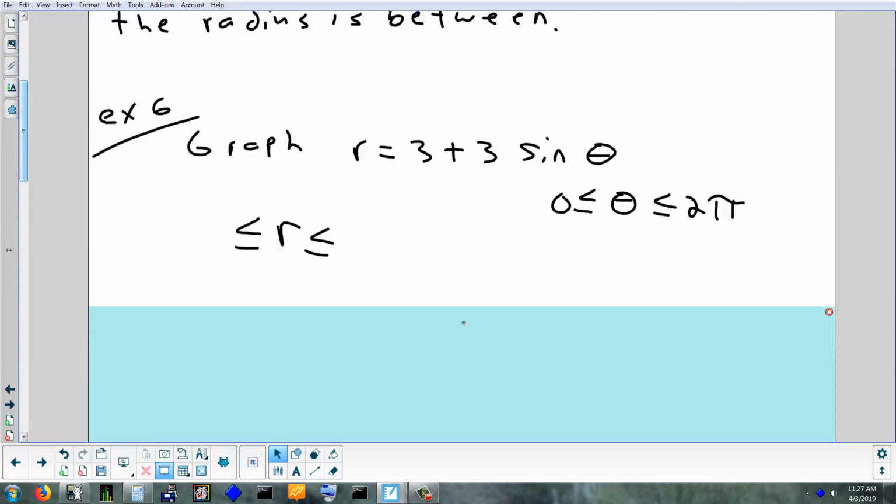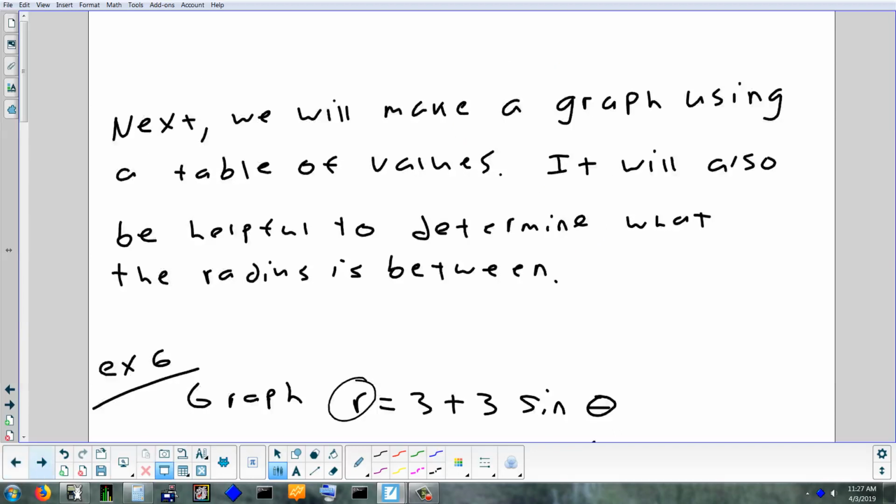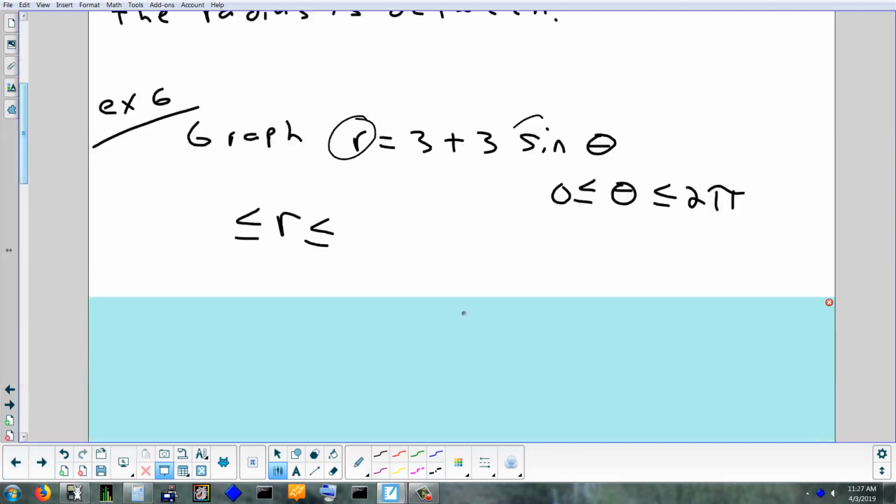All right, so first thing I want to think about is the lowest and highest value you're ever going to get for the radius. What that means is I'm going to figure out what's the farthest I ever am from the origin and what's the closest that I get to it. To do that, we need to look at this function. That's the only thing there that can change. The 3 in the front doesn't change. The 3 right next to the sine doesn't change. So let's just think about sine.